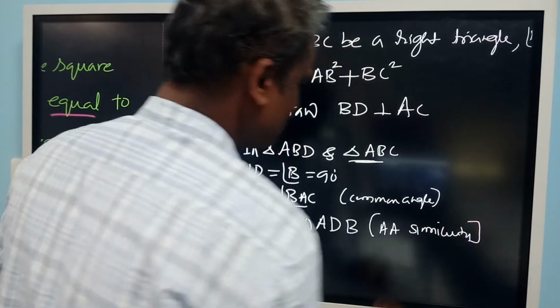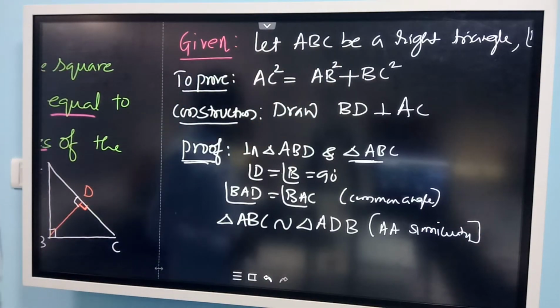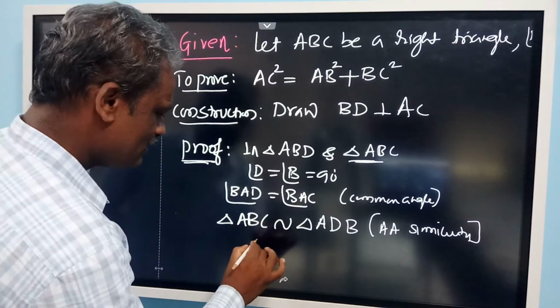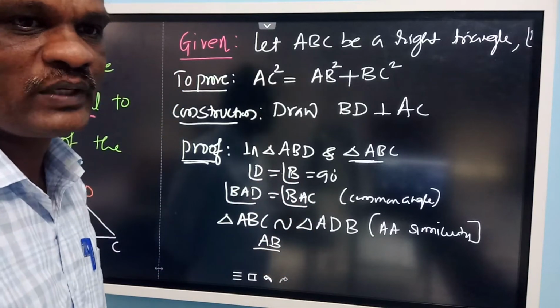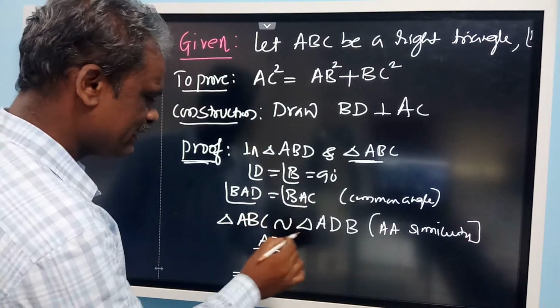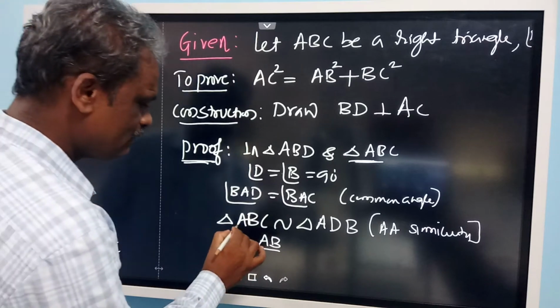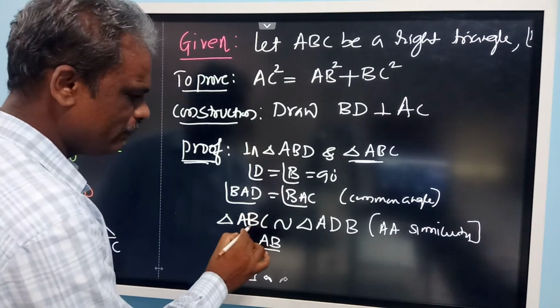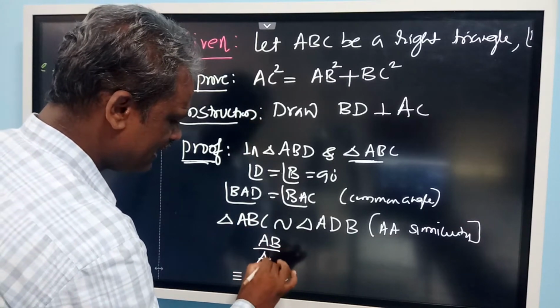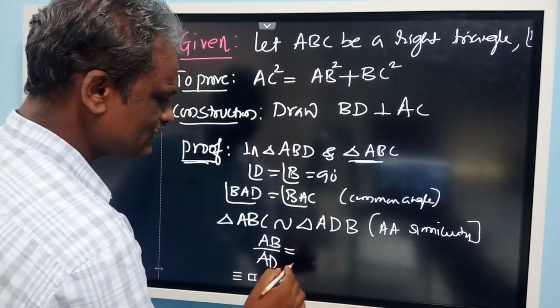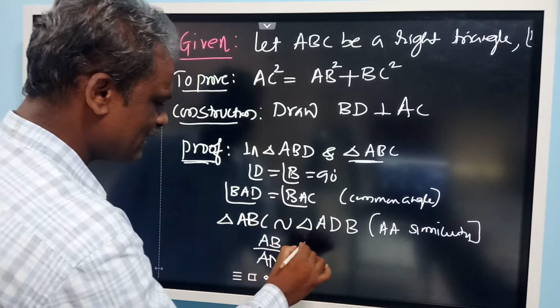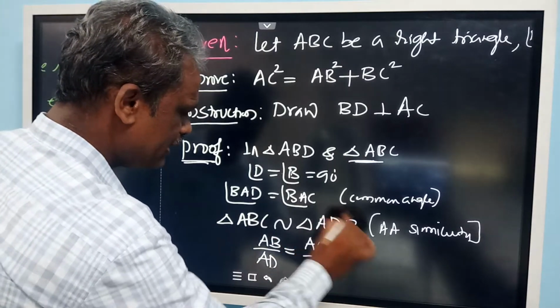If the triangles are similar, I can write the corresponding sides are proportional. Here, because I want the side AB square, you select the ratio which contains AB only. First two, what is this? AB divided by AD. Again I want one more AB, so I will take first and last, AC by AB.